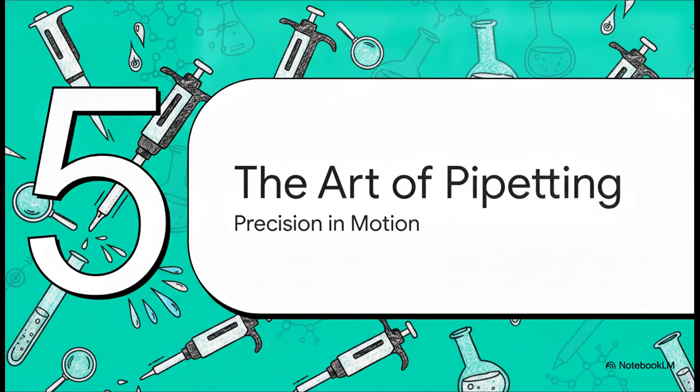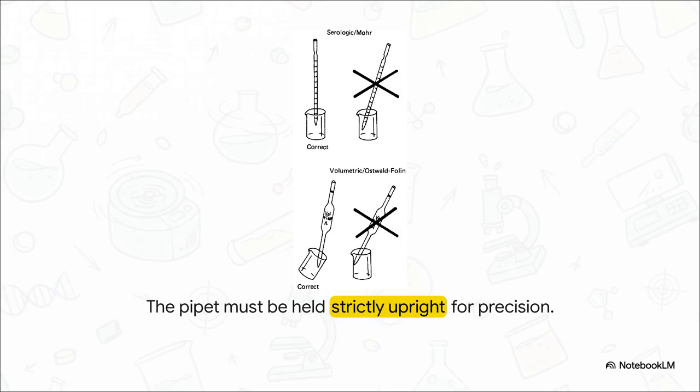Section 5. The art of pipetting. Precision in motion. Transferring exact volumes of these carefully crafted solutions requires immense skill. When you're drawing up or dispensing liquid, the pipette must be held strictly upright at a perfect 90-degree angle. No exceptions. Tilting the pipette changes the hydrostatic pressure and fluid dynamics inside the tube. This instantly throws off the exact volume calibration, totally ruining the delivery volume. Gravity literally must be perfectly aligned with the instrument to guarantee diagnostic precision.